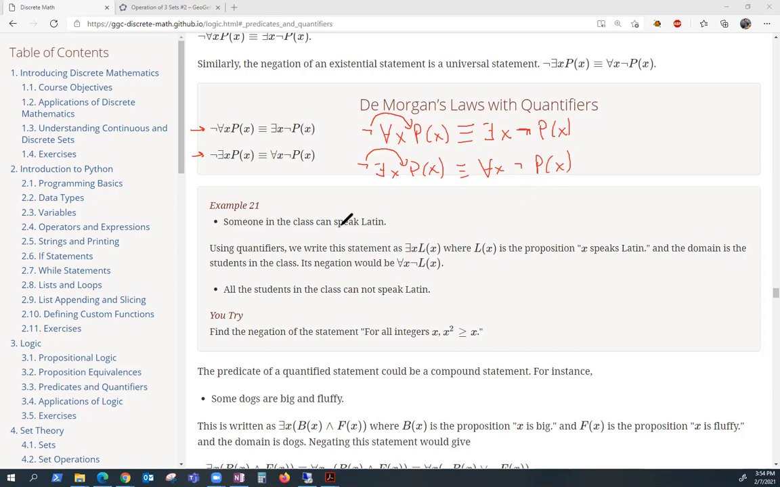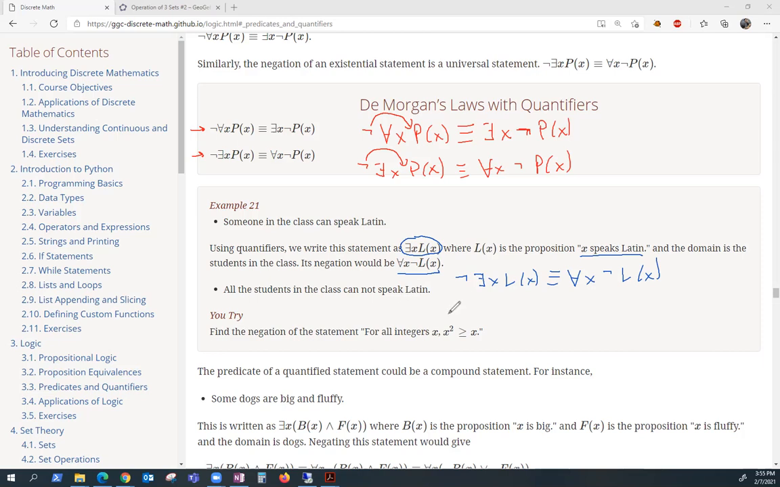So for example, someone in the class can speak Latin. Well, that is saying there exists an x such that L of x, where L of x is x speaks Latin, and its negation would be for all x, not L of x. That's because not there exists an x, L of x: negating the existential turns into a universal, then the negation moves over to get not L of x. That is, all students in the class cannot speak Latin.